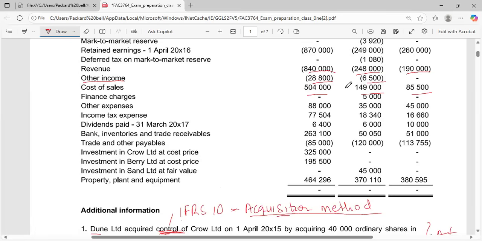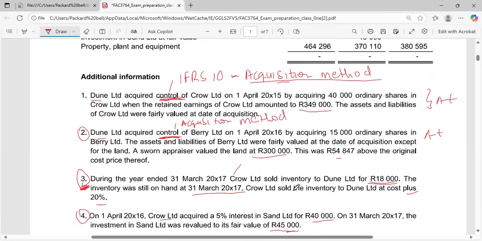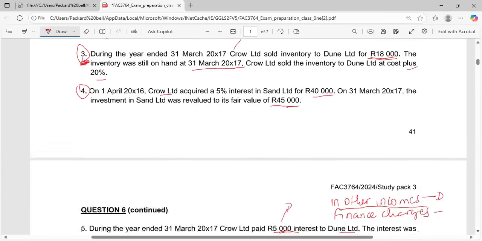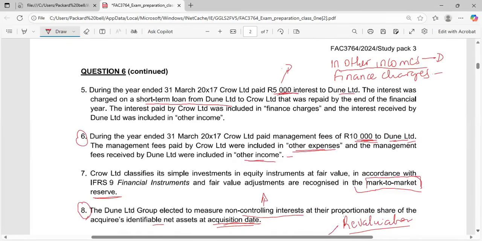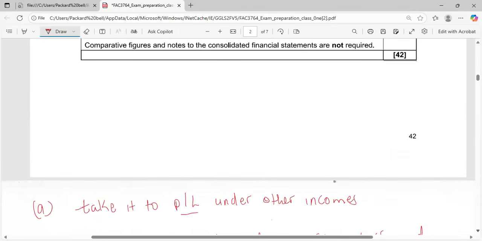Then when you have your other incomes like that, you come to your notes. What is in the notes that is going to affect other incomes? Here I saw the intra-group interest on loan is going to be eliminated from other income. Then we also have the management fees, which are also going to be eliminated from other incomes. Right, so let's just take those. There might also be other figures in those other incomes, but let's take those ones first.